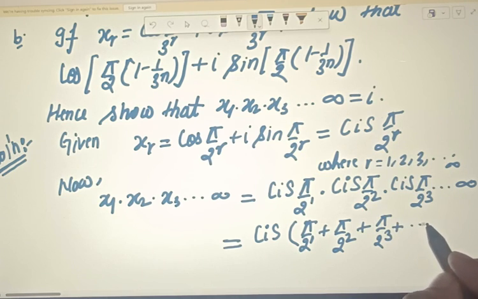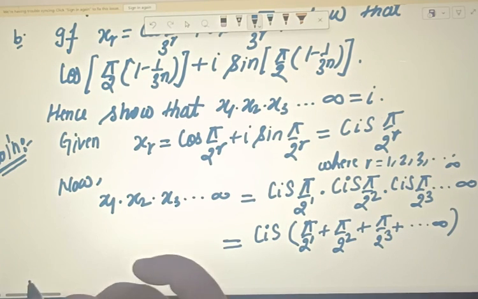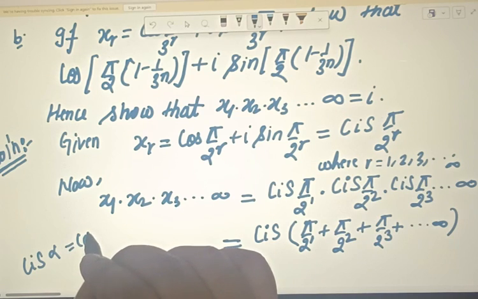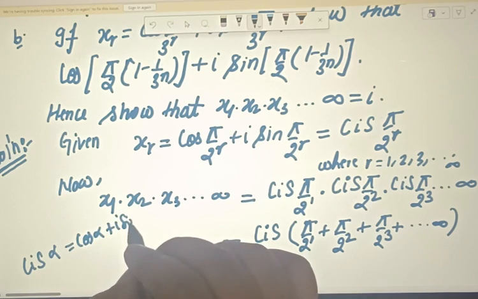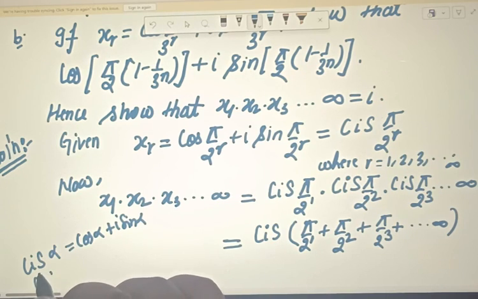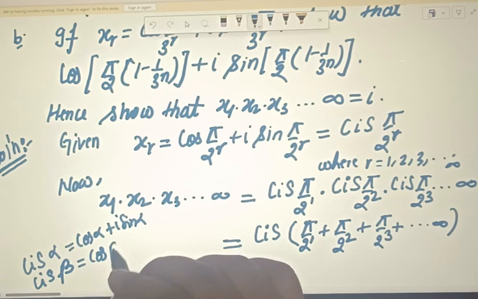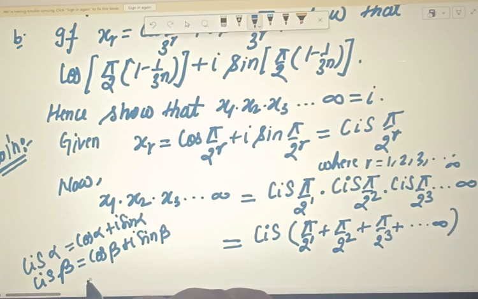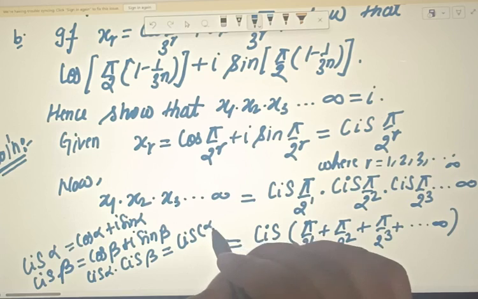These questions are very easy to solve, just simple mathematics we are doing here. If I talk about the formula used here, we can say cis alpha means cos alpha plus iota sin alpha, right? And another complex representation is cis beta, which is cos beta plus iota sin beta. And if I multiply these two numbers, cis alpha into cis beta, I will write it as cis (alpha plus beta).